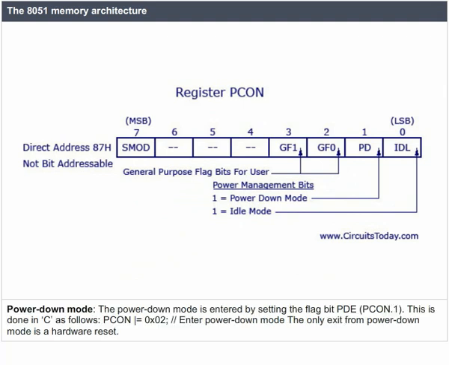Power down mode. The power down mode is entered by setting the flag bit PDE, PCON.1. This is done in C as follows: PCON = 0x02; // enter power down mode. The only exit from power down mode is a hardware reset.